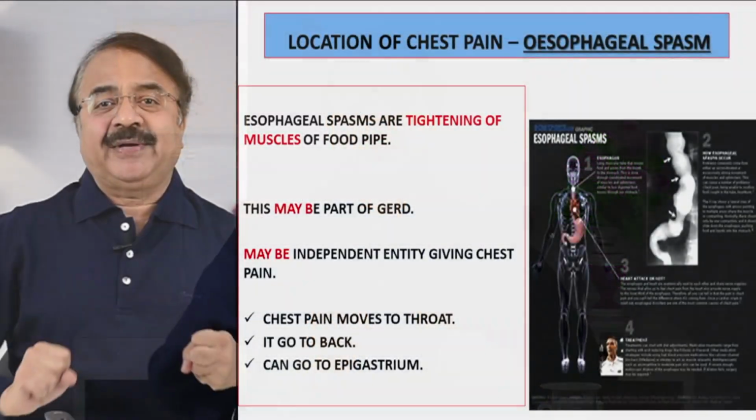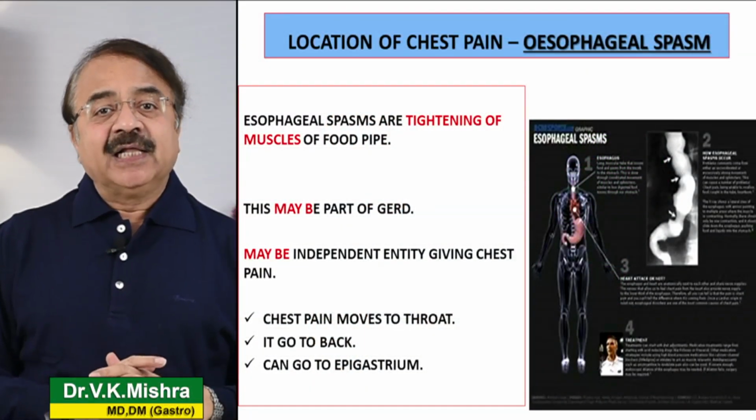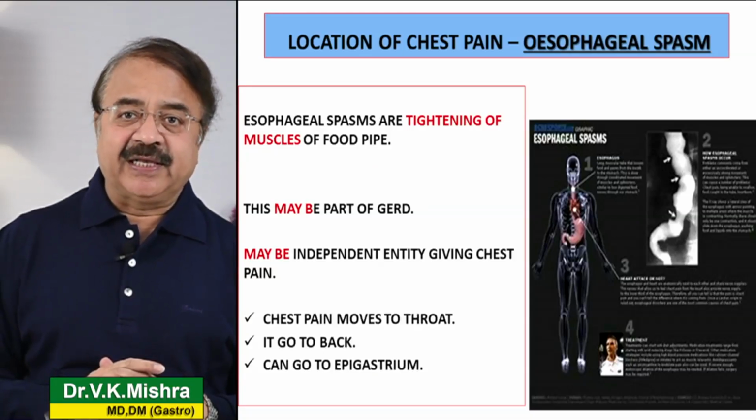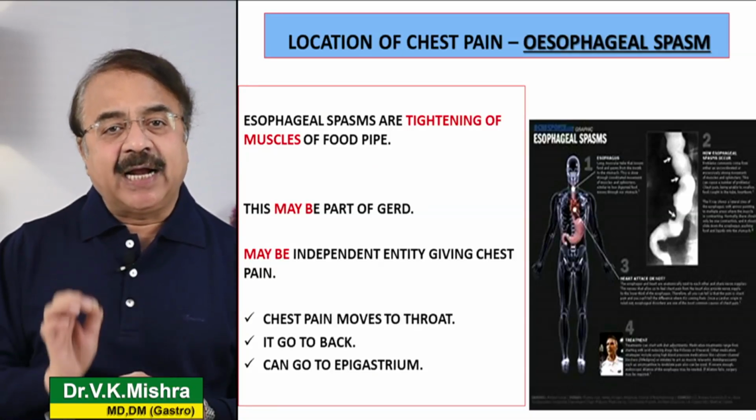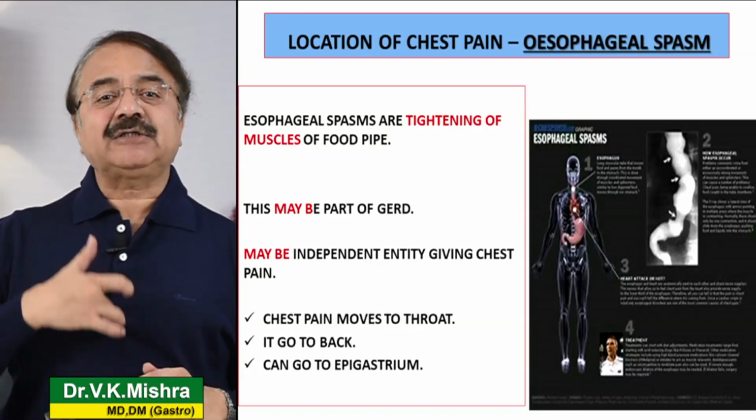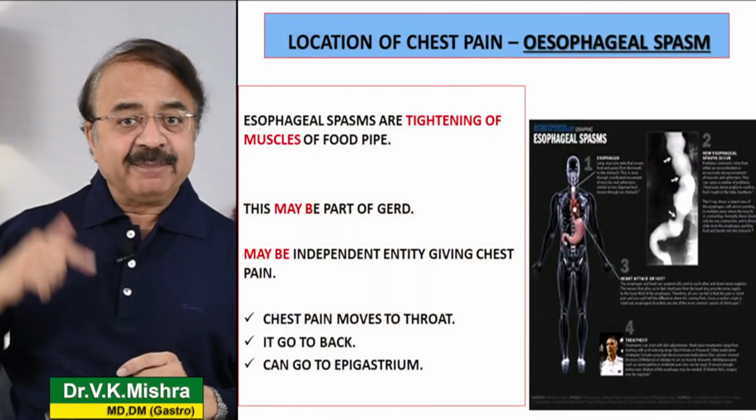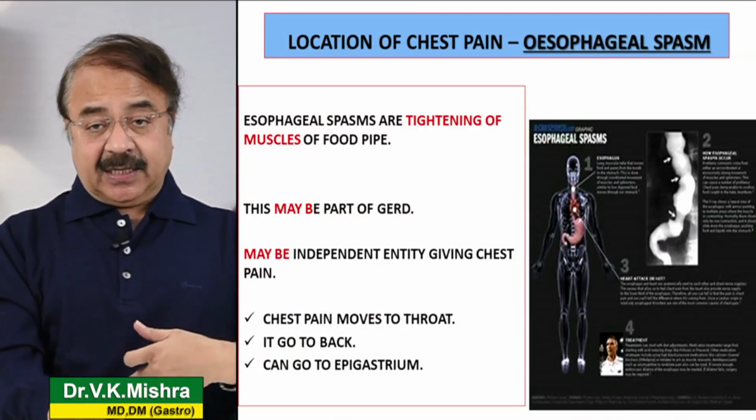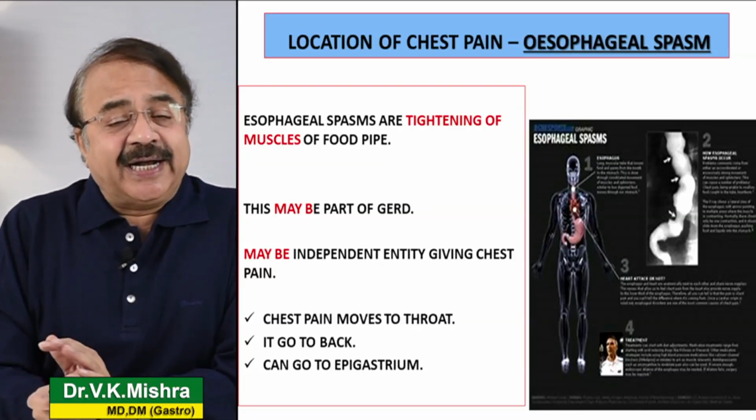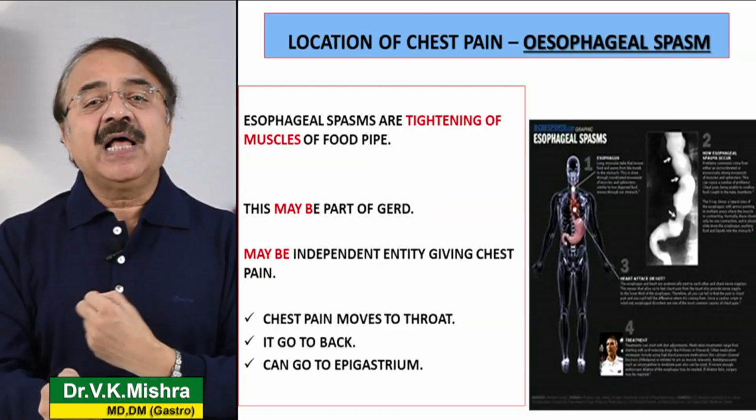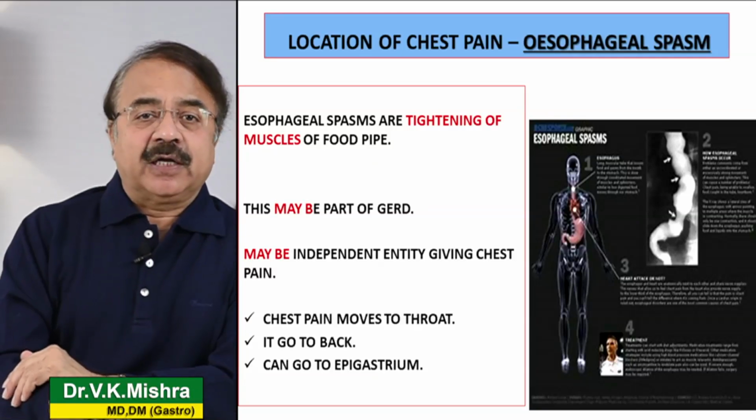Now, the third entity, basically, is esophageal spasm. I want you to understand this. It is basically the tightening of the esophageal muscles and sudden twisting of the esophagus which brings out this pain. This may be part of GERD or gastroesophageal reflux disease, but it could be an entity on its own also. Here also, the chest pain will be here. It can go to the throat. It can go to the back, in between both scapulae, and you will feel it at the back also. You can feel pain in the epigastrium also, and at times you will have a feeling of dysphagia, that you want to swallow something and you are not able to swallow.